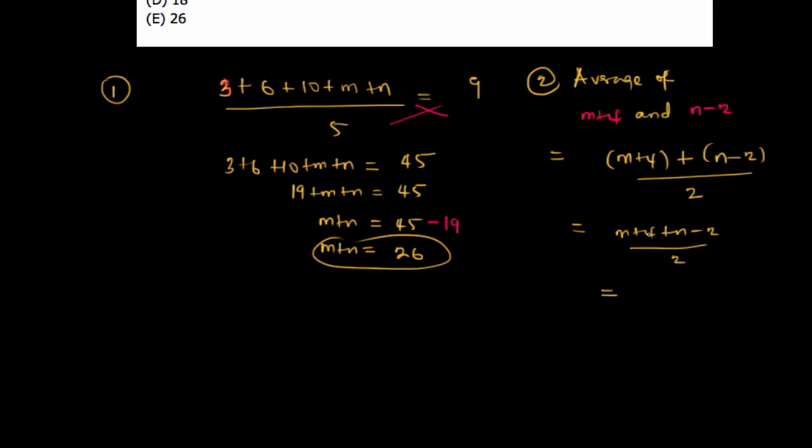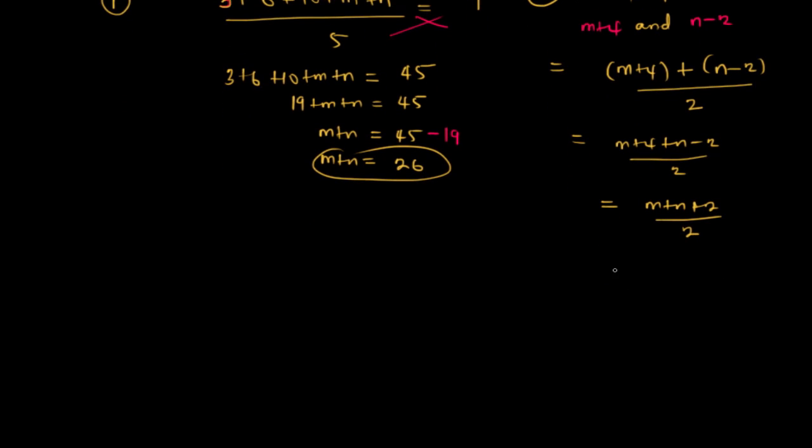So you have 4 minus 2, that is 2, and m plus n, all divided by 2. I can simplify this further. m plus n is affected by the 2, so it's m plus n divided by 2. Then the 2 is also affected by 2, so you can say plus 2 divided by 2. So this is m plus n divided by 2 plus 1.